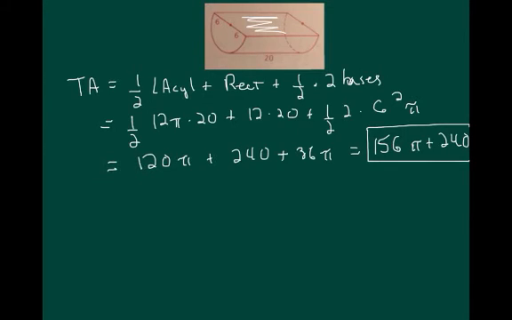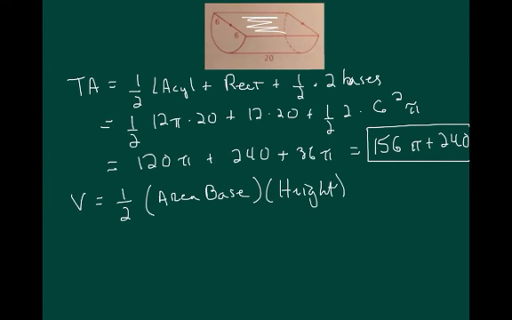Now, let's go and find the volume. Well, once again, since this is a cylinder, we're going to take 1/2 the area of the base times the height. And we're doing the 1/2 because we only have half a cylinder. So we can take the area of the base from the first part, and we know that each base is 6 squared pi, or 36 pi. So I get 1/2 times 36 pi times our height of 20. And when I simplify that, I get 360 pi.